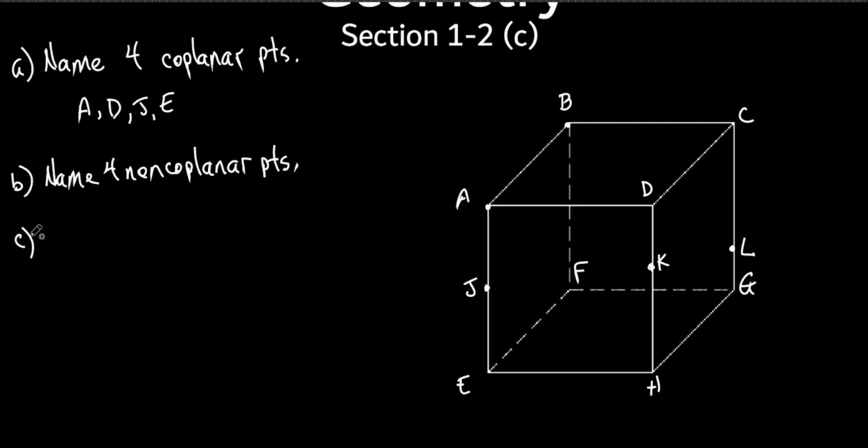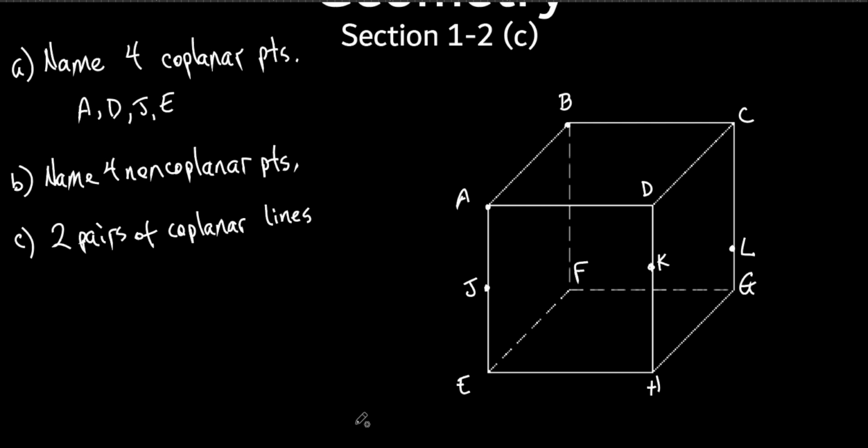All right? And then part C to this problem says, name two pairs of coplanar lines. So we're talking lines this time. We're not talking just points. What does it mean to be coplanar? They lie in the what? Same plane. Okay? So two lines that lie in the same plane.